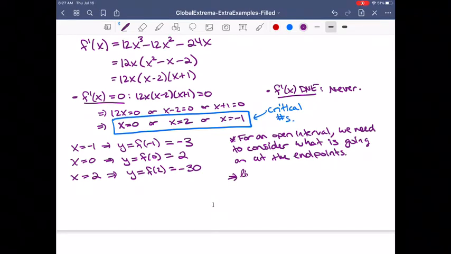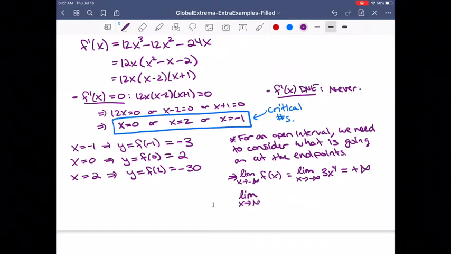Because our endpoints are at infinity, we want the limit as we go to negative infinity of f of x. And this limit is going to be dominated by the highest power in our function. So that's going to be 3x to the 4. And so as we go to negative infinity, the fourth power makes this negative number positive. So this is going to positive infinity. Also, when we do the limit as we go to positive infinity, again, we only need to think about the biggest power in our function, so 3x to the 4. This is also going to go to positive infinity.